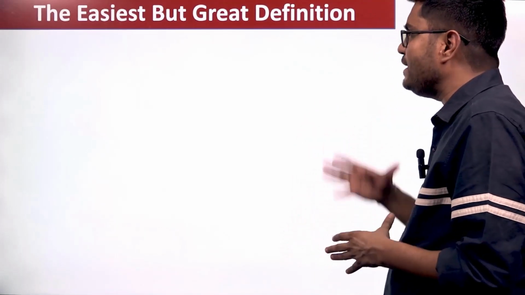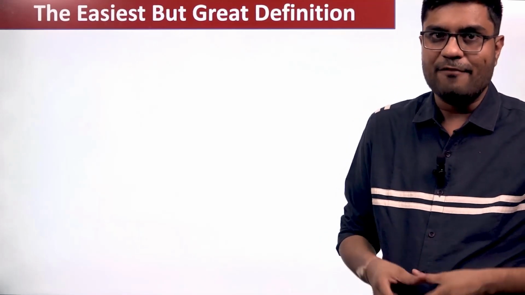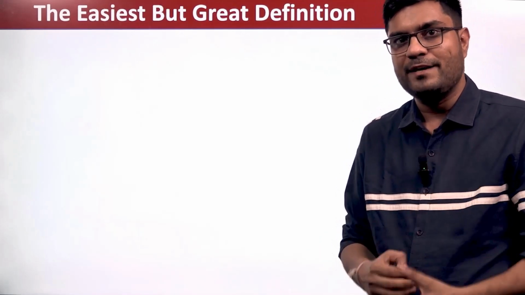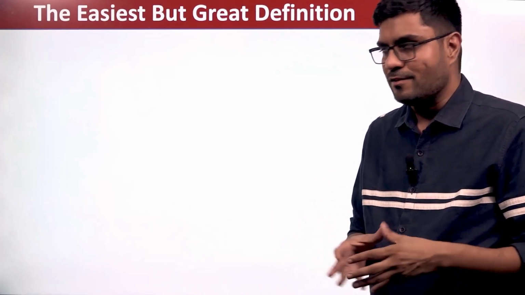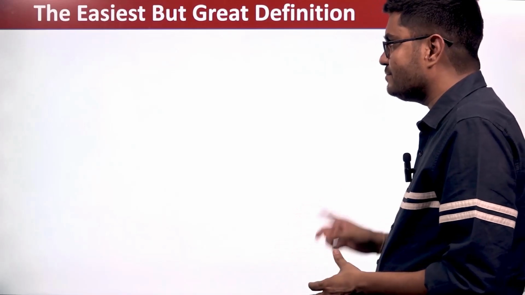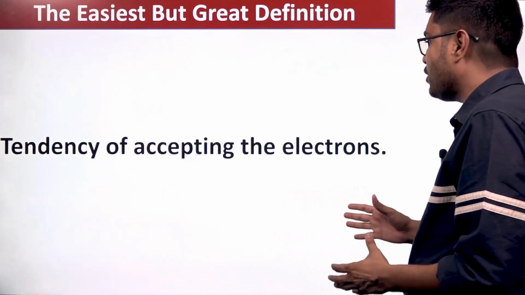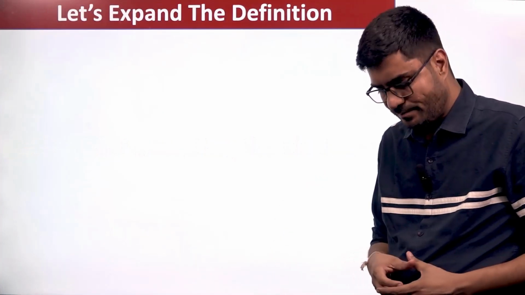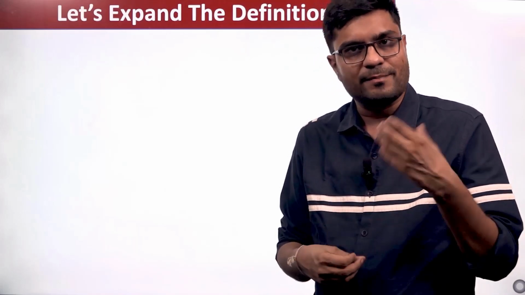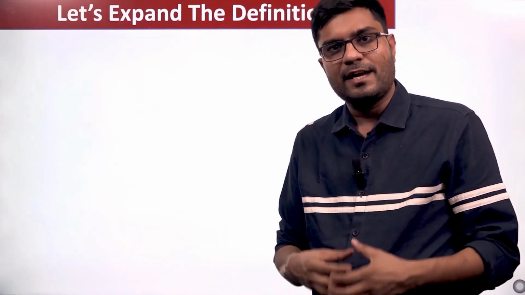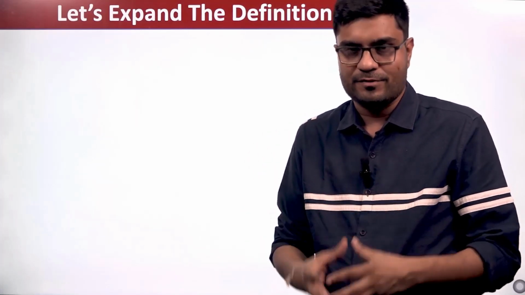I use a very easy but amazing definition of reduction potential because it never fails us whenever we want to apply reduction potential to understanding a core biological concept. The definition says that reduction potential is nothing but the tendency of accepting electrons. That means the value of reduction potential is actually defining the ability, the keenness, the interest of keeping the electrons.